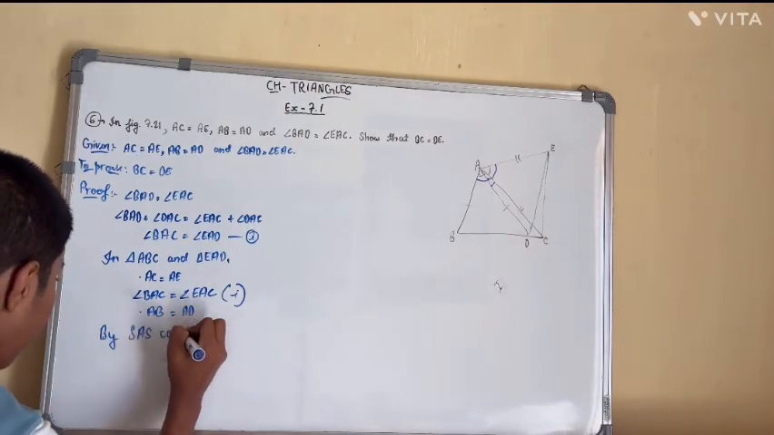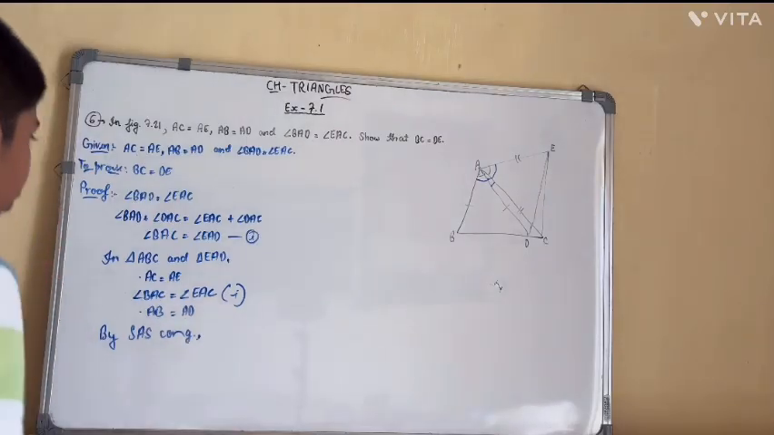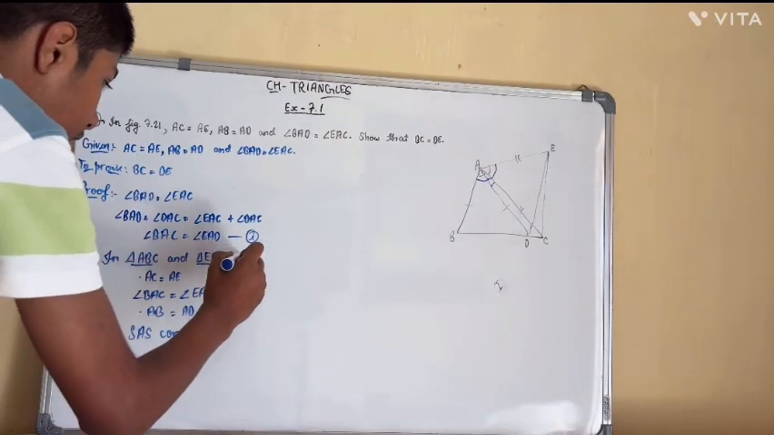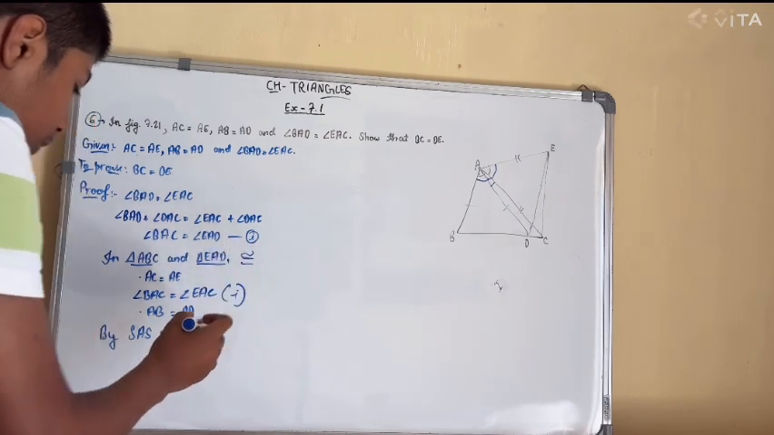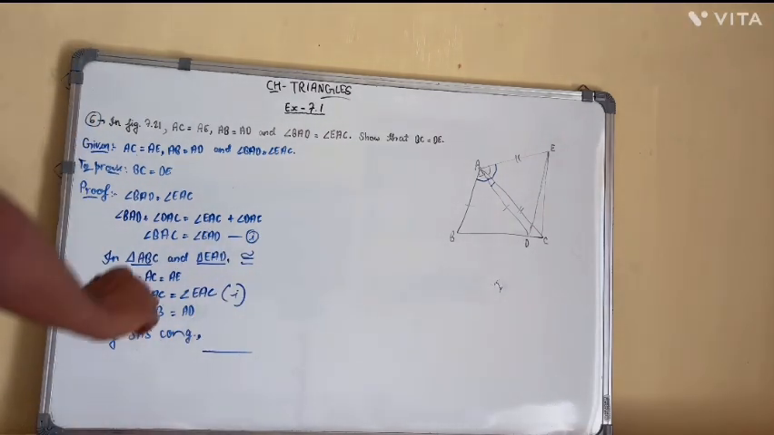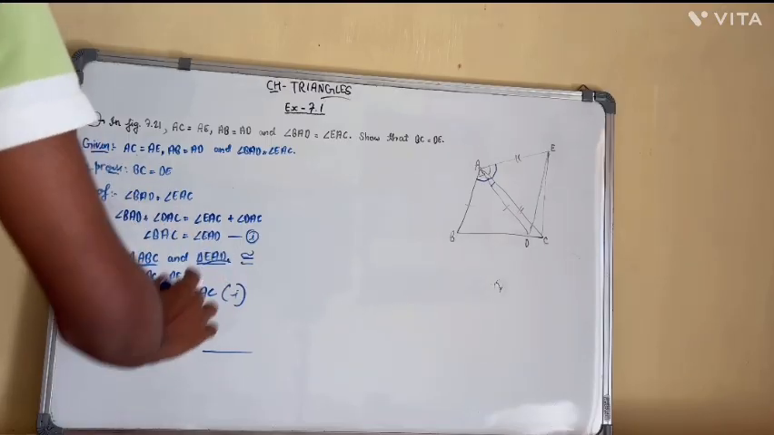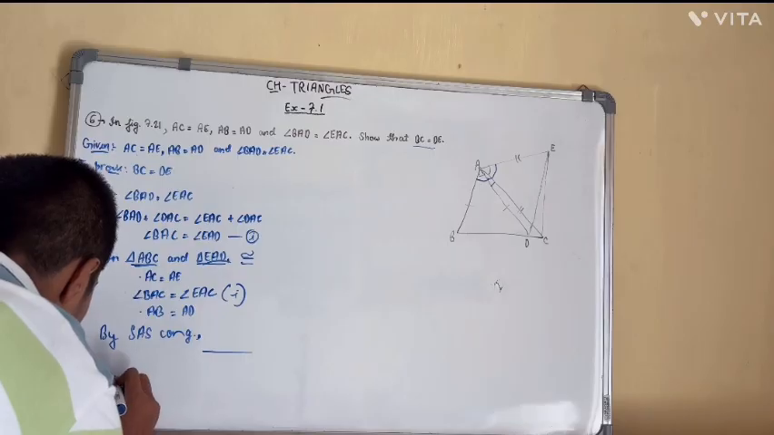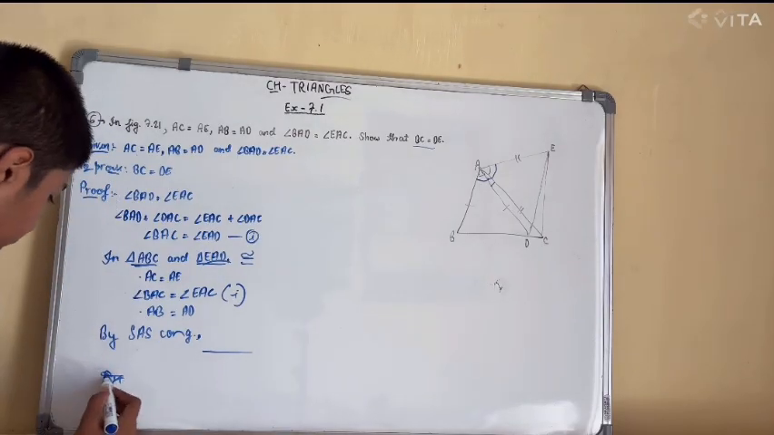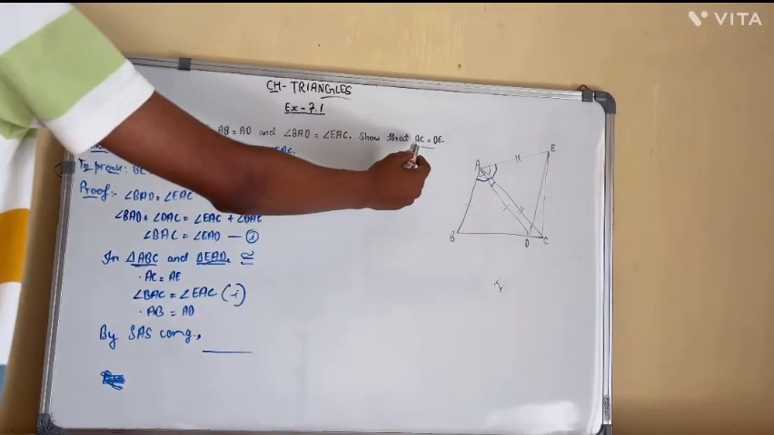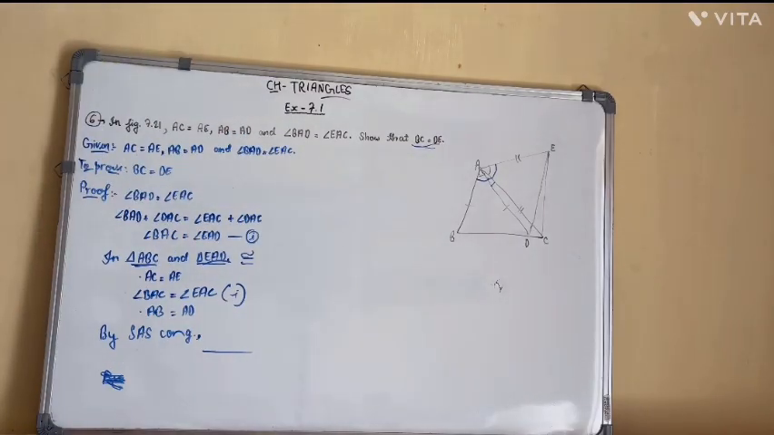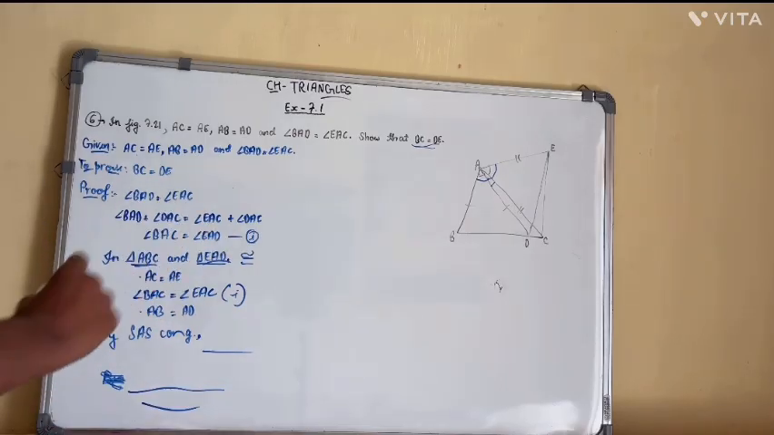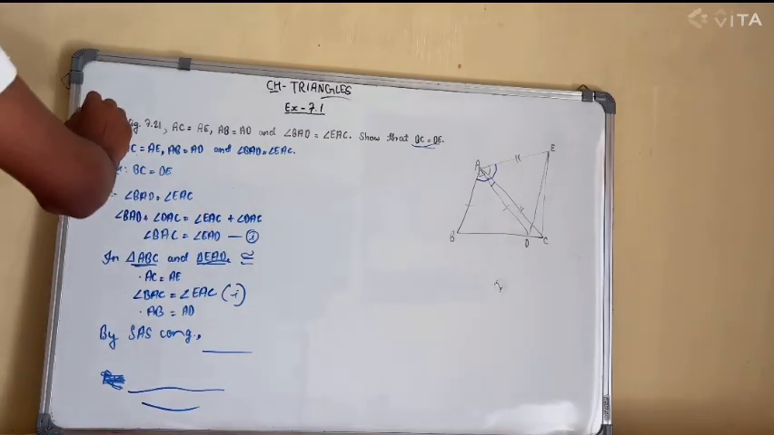congruency rule, we can say that these two angles, this and this angle, are congruent. Okay, you can write here. So we have proved these two triangles as congruent. Now we have to find BC is equal to DE. So simply we can write by CPCT we can prove that BC is equal to DE. You have to write here by CPCT BC is equal to DE. So this question is also over.